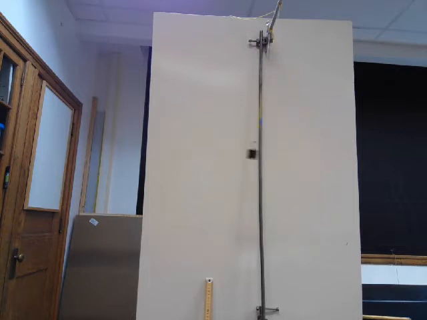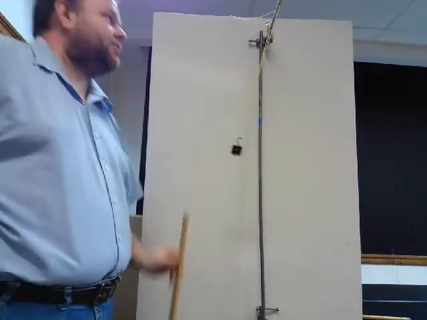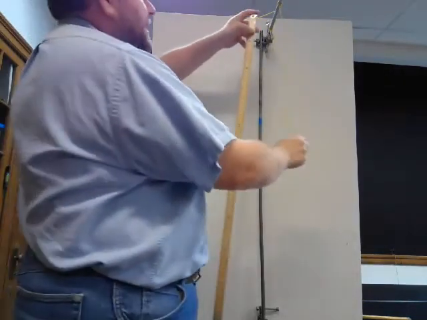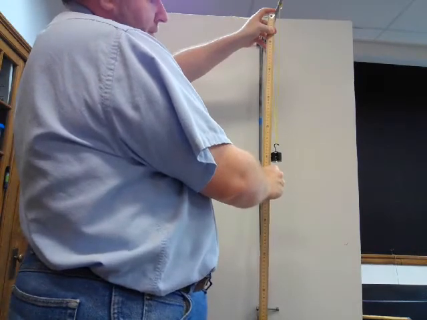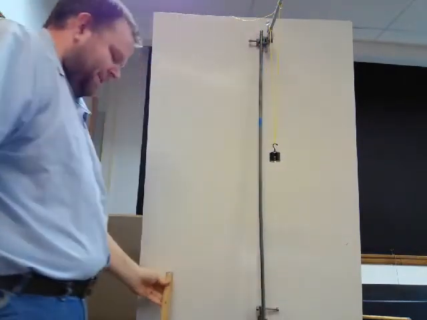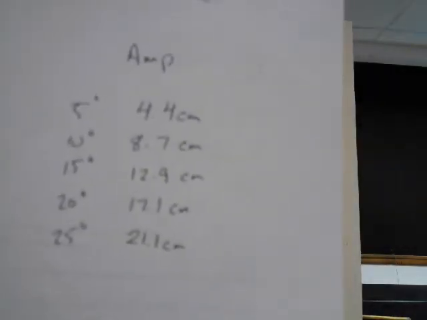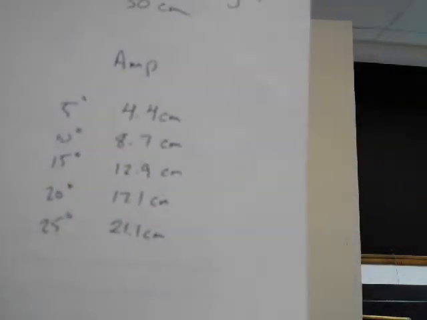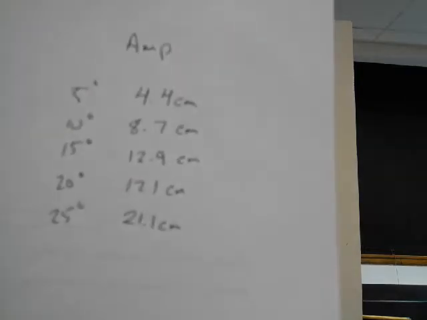From the bottom of the pivot, where the string is constrained, to the center of mass of the weight, is about 50 centimeters. Beforehand, I figured out exactly how much I needed to pull each thing back. So when I say 5 degrees, it'll be 4.4 centimeters. And when I say 10 degrees, it'll be 8.7, and so on.